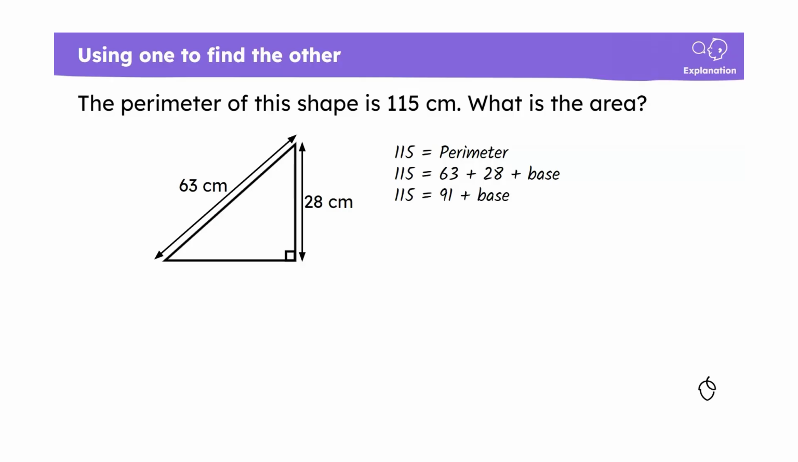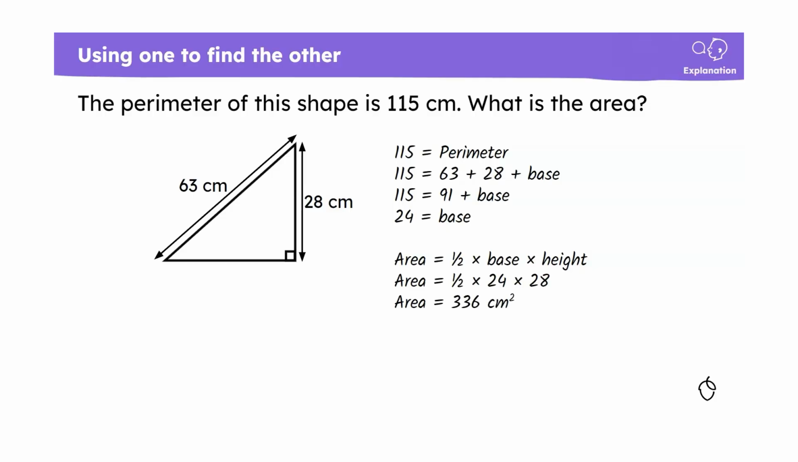Well, 63 add 28 is 91. So how much more do I need to get to 115? That's right, I need 24. So the length of my base must be 24 centimetres. Now I can use this information to calculate the area. The area, remember, of a triangle is the base times the perpendicular height divided by 2. Well, now I can put that information in. That would be half of 24 multiplied by 28. Or in other words, the area is 336.